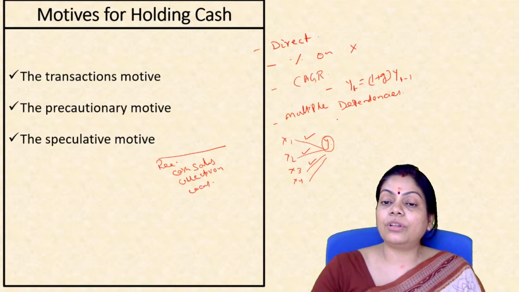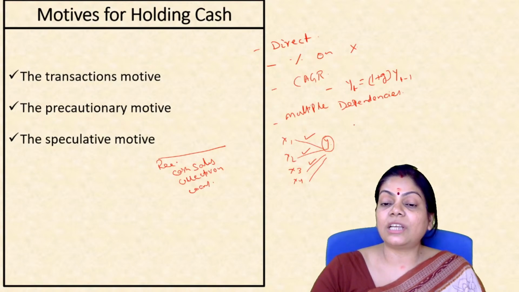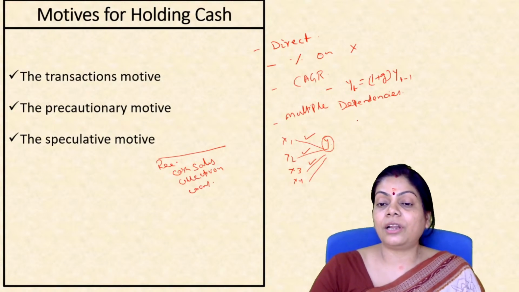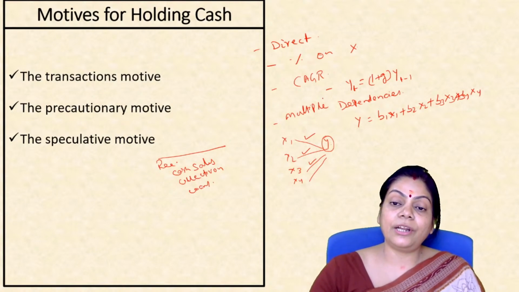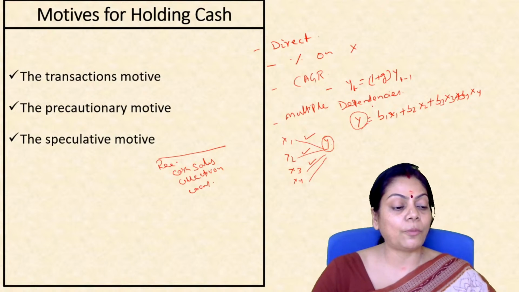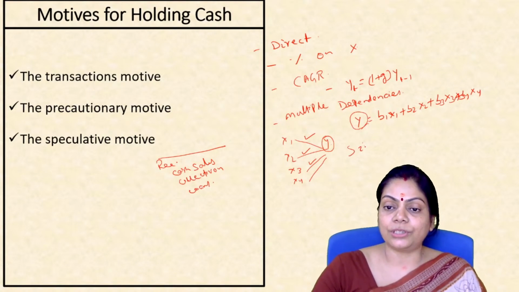So how do you predict this for the next period? Collection from sales, how am I going to predict? If I'm going by multiple dependencies, probably I can run a regression like this: y is equal to b1 x1, b2 x2, b3 x3, b4 x4. Like this, you can run a regression and find out the value of y. So this is a complicated procedure. Okay, so next is your simulation approach. We have the simulation approach.